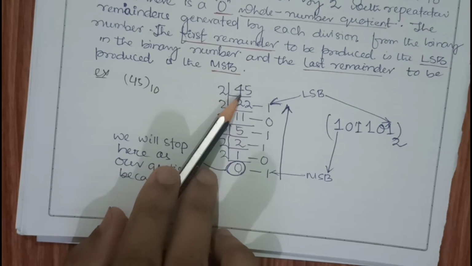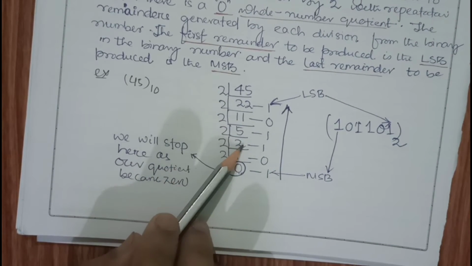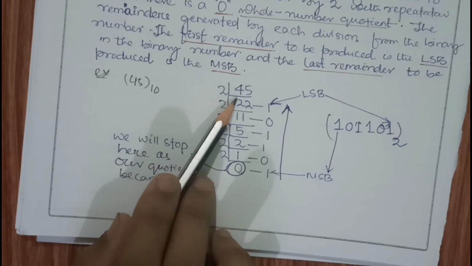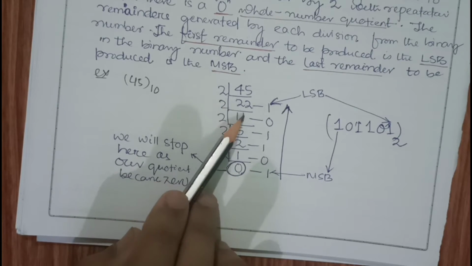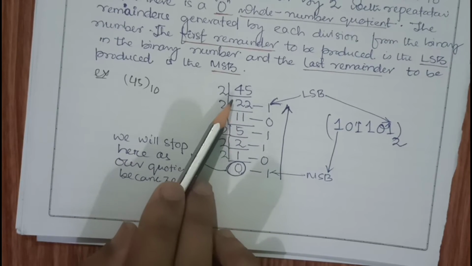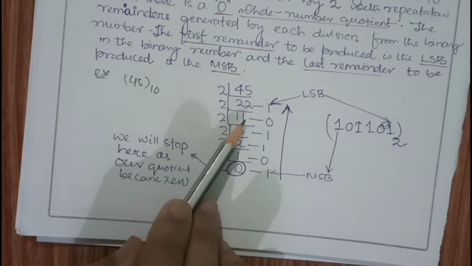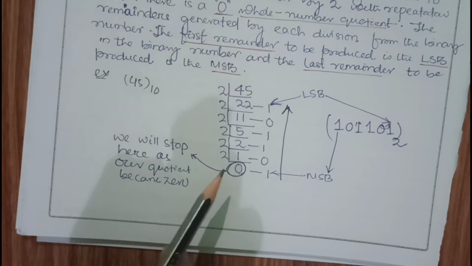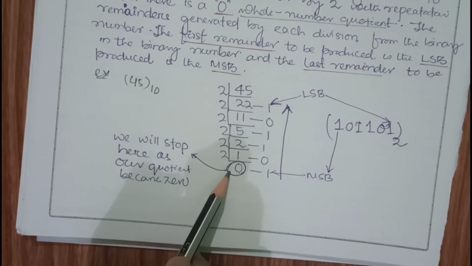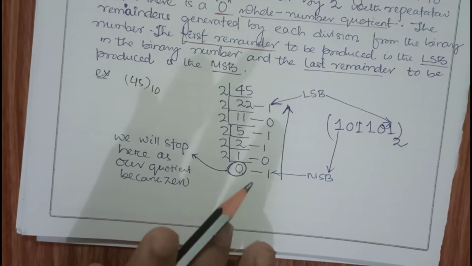Any decimal number is given, you divide that number by 2 continuously. Okay, so once you divide the number by 2, you will get a quotient and a remainder. Every time, after one division, again divide that by 2, you will get one quotient and remainder, like that. So at last, when your quotient becomes 0, you stop there.